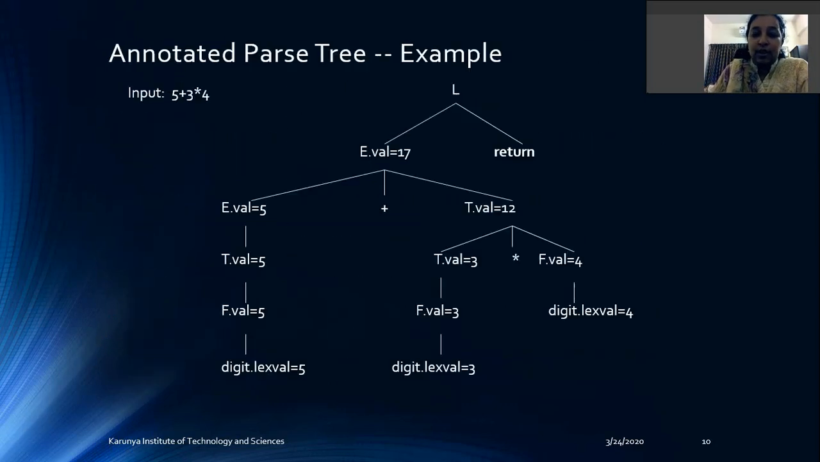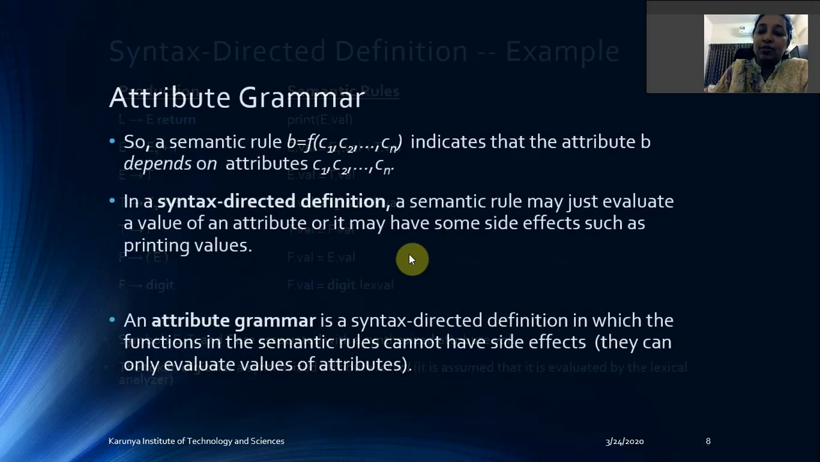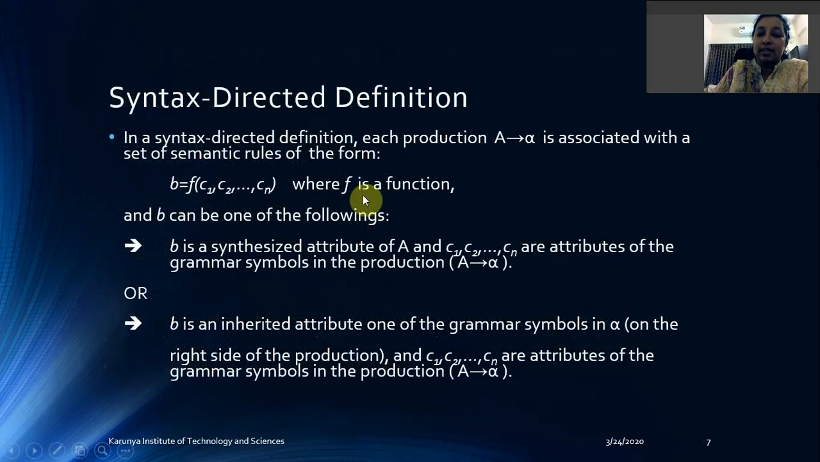Now given an example, to evaluate this E, I should know the value of E and T, its child nodes. To evaluate the value of this T, I should know the value of T and F, its child nodes. And therefore, such kinds of attributes are termed as synthesized attributes. And therefore, they say B is a synthesized attribute of A, and C and C1 to Cn in general are the attributes of the grammar symbols of the production, its child nodes.